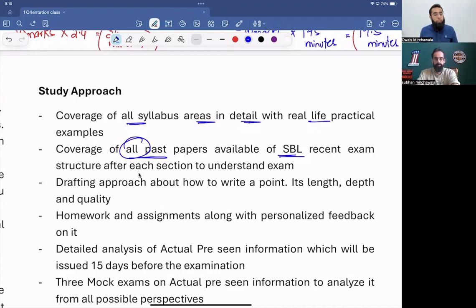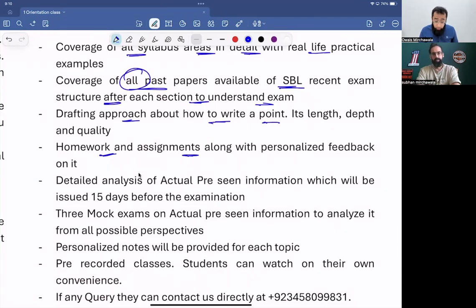So we'll cover all the past papers. And when I say all past papers, it's not just discussion, it's actual drafting. We'll actually write each and every answer in the class. Like, okay, this is how a point has to be developed, you have to write this much for 1 mark. Very detailed structure after each section to understand the exam, and a drafting approach about how to write a point. There are homeworks and assignments on which we give feedback.